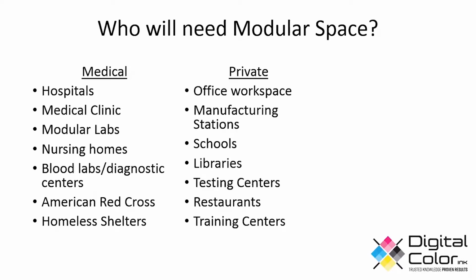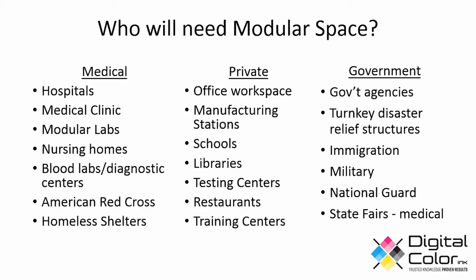Office workspace, manufacturing stations, schools and libraries are going to have to think about how they do things differently, how they keep the crowds down to smaller sizes and have separations. So Xanita Board's a great solution for that. Testing centers, restaurants, and then training centers of different types will need to figure out how to create modular space going forward. And in the final, of course, is state and local governments, as well as the federal government agencies.